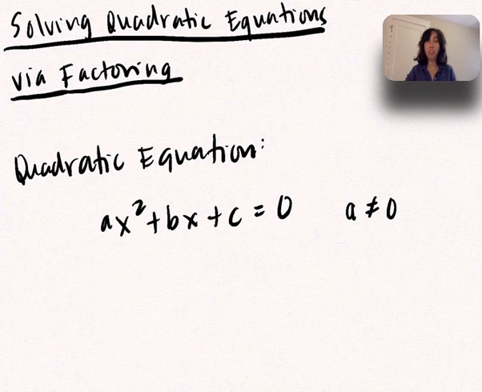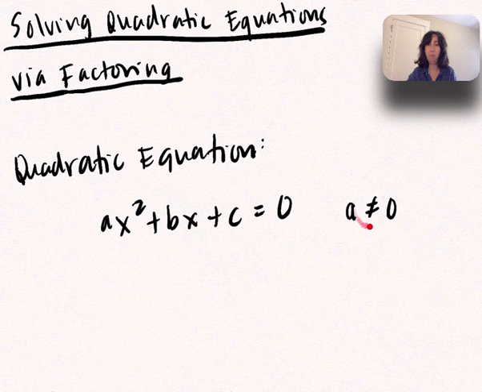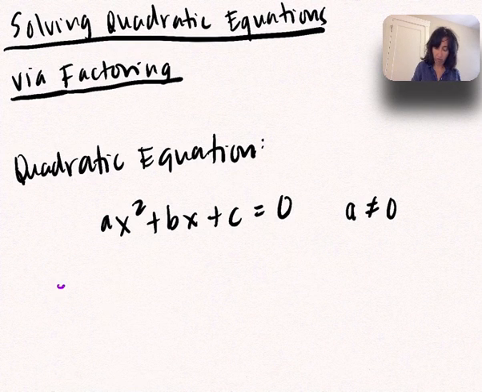Solving quadratic equations via factoring. A quadratic equation is an equation of this form right here. Now the a, b, and c are constants, and in order to be a quadratic equation, the a cannot be 0.